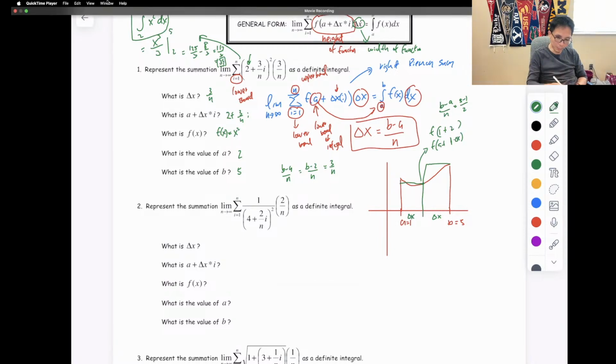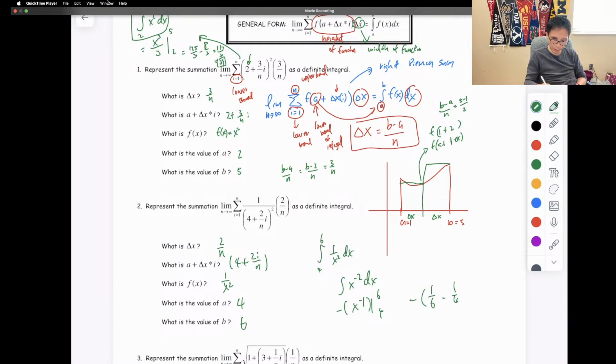All right, so for this particular one, a is what? 4, right? B is what? 6. F of x is going to be 1 over x squared, and this one is going to be 4 plus 2i over n, and delta x is 2 over n. So that's going to be the integral of 1 over x squared dx between 4 and 6. And that's going to be the integral of x to the negative 2 dx, which is negative x to the negative 1 between 6 and 4. That's negative 1 over 6 minus negative 1 over 4. I think the final answer is 1 over 12.